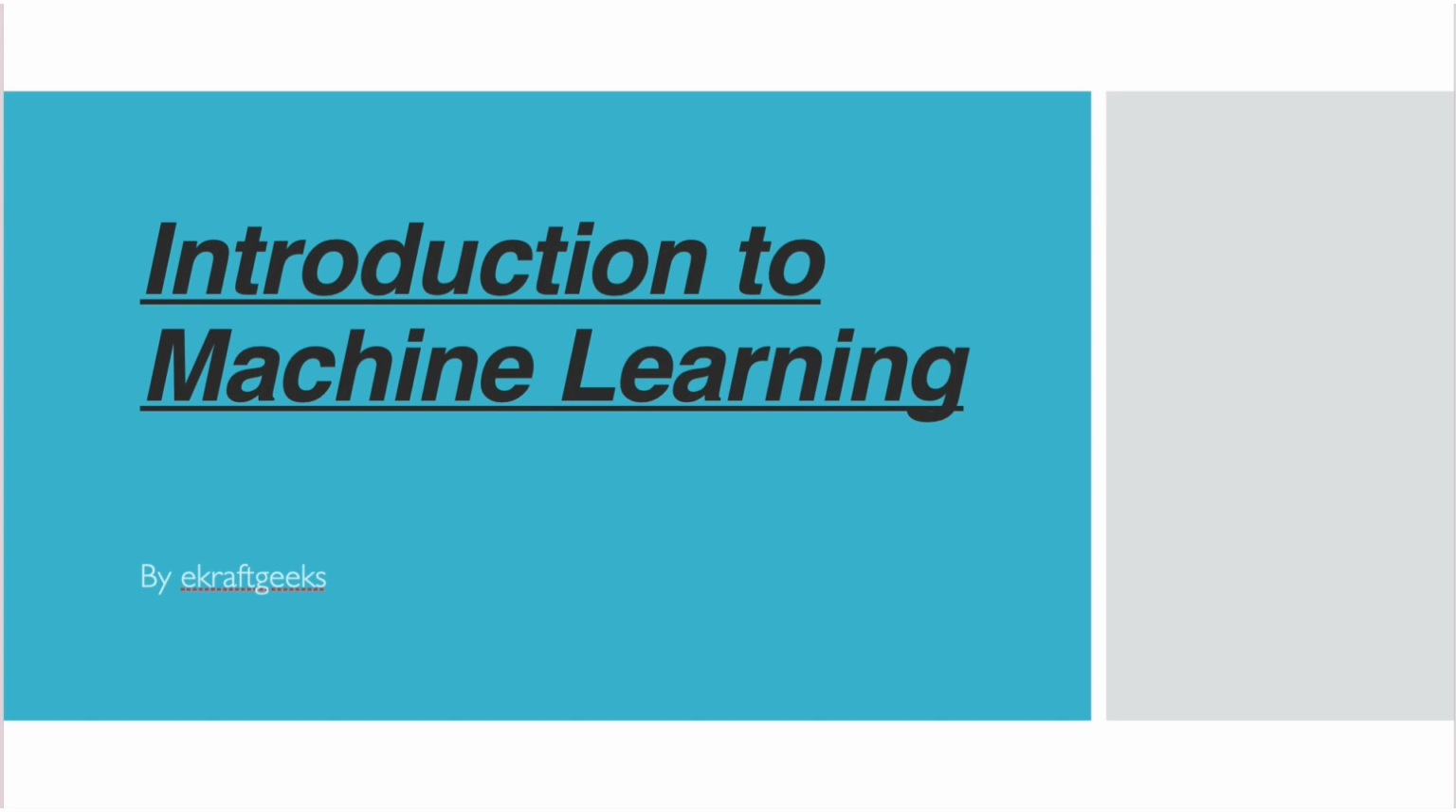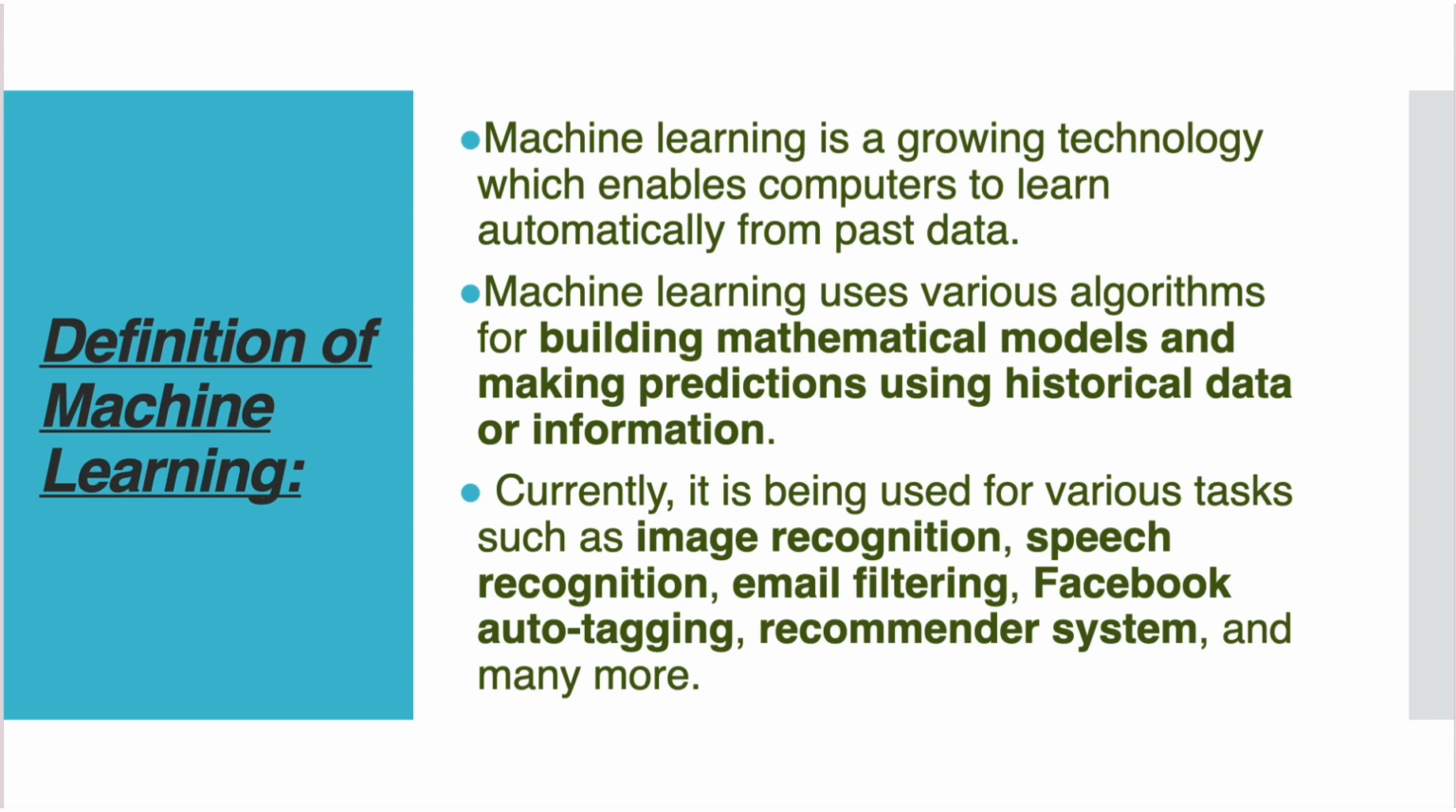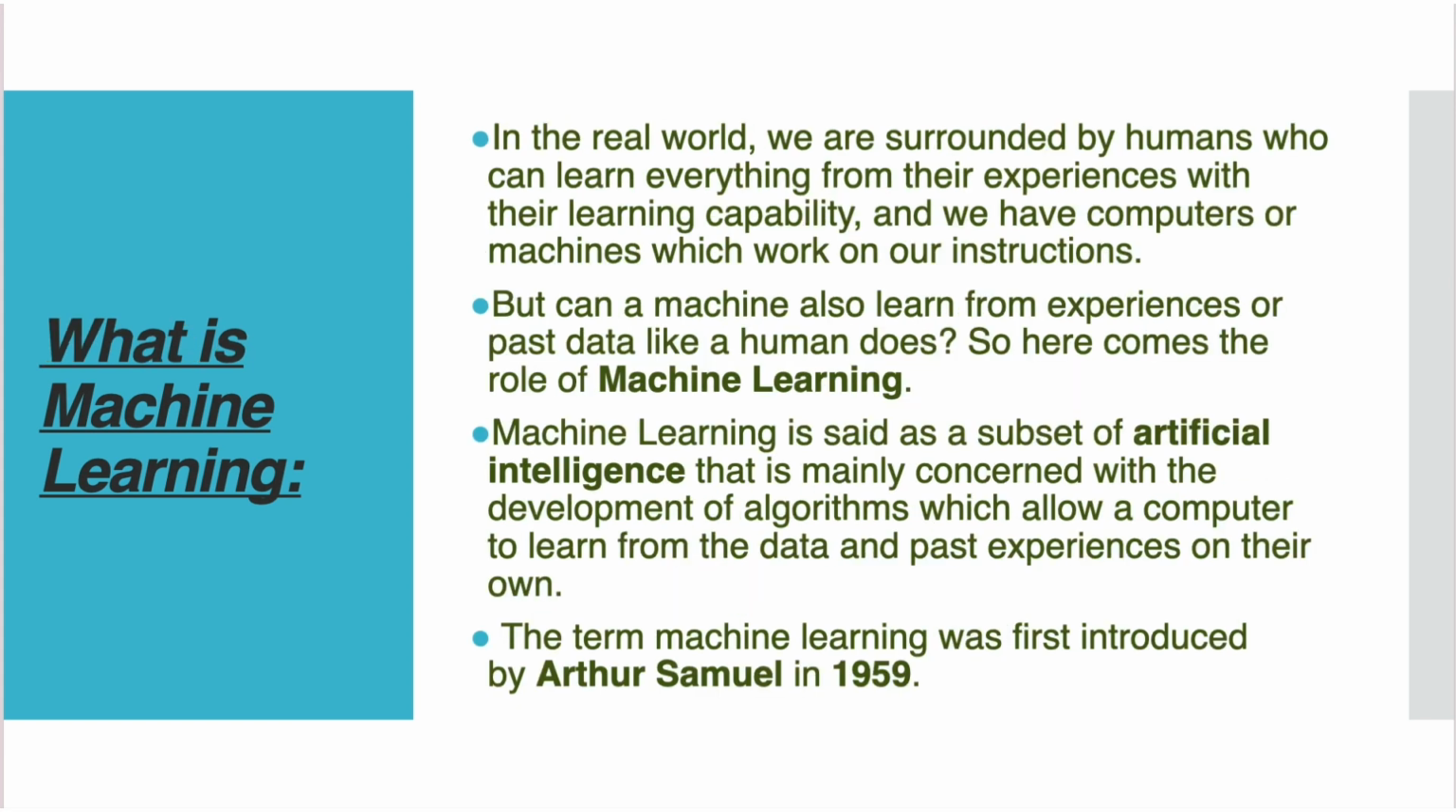Today we are going to discuss machine learning. Machine learning is a growing technology which enables computers to learn automatically from past data. Machine learning uses various algorithms for building mathematical models and making predictions using historical data or information. Currently, it is being used for various tasks such as image recognition, speech recognition, email filtering, Facebook auto tagging, recommender system, and many more. So now let's see what is machine learning.